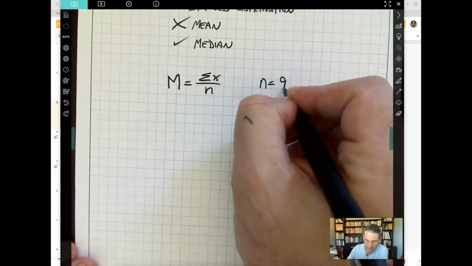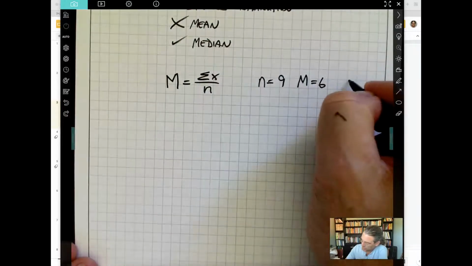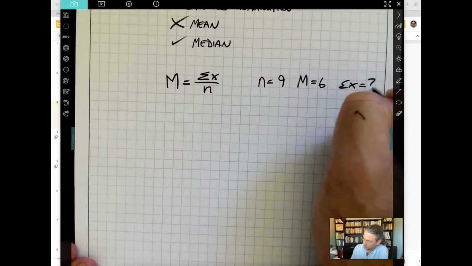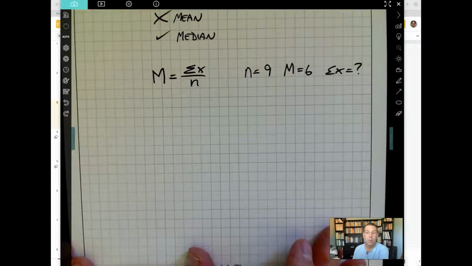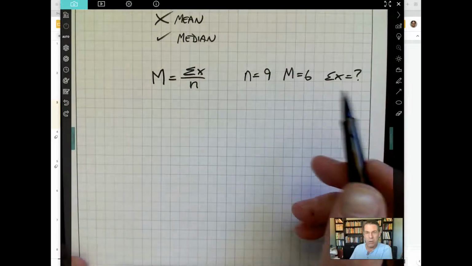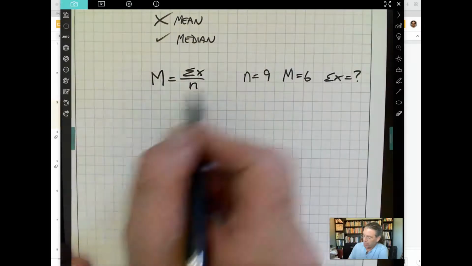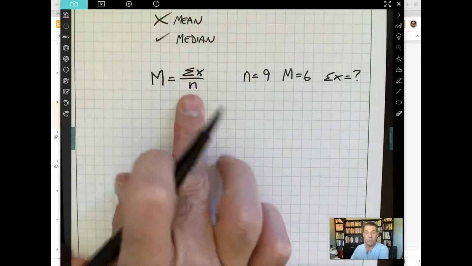You have an n of 9 and a mean of 6, and it's basically what is the sum of x. Okay. Well, that's not a normal question. I didn't necessarily teach you how to do that. But when you see that, you have a formula. This is a tool that you can use.